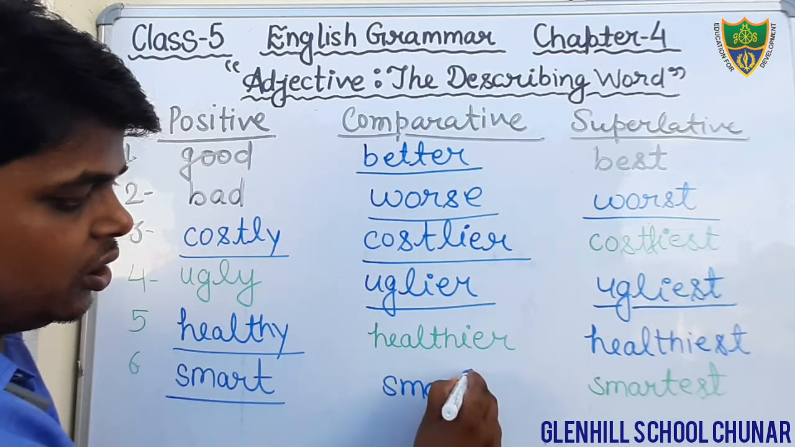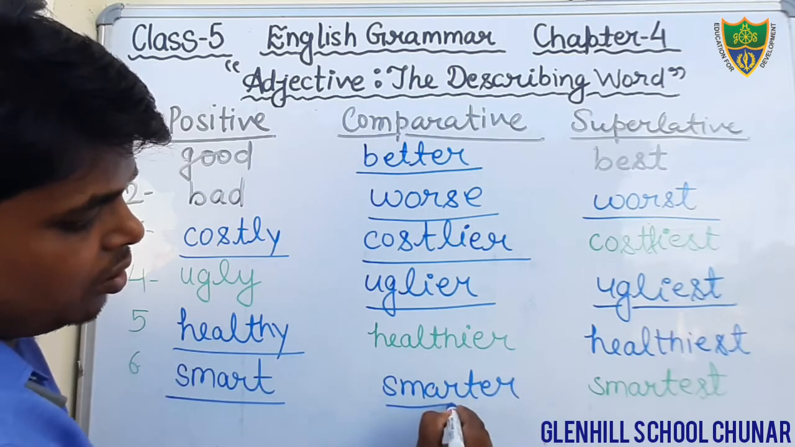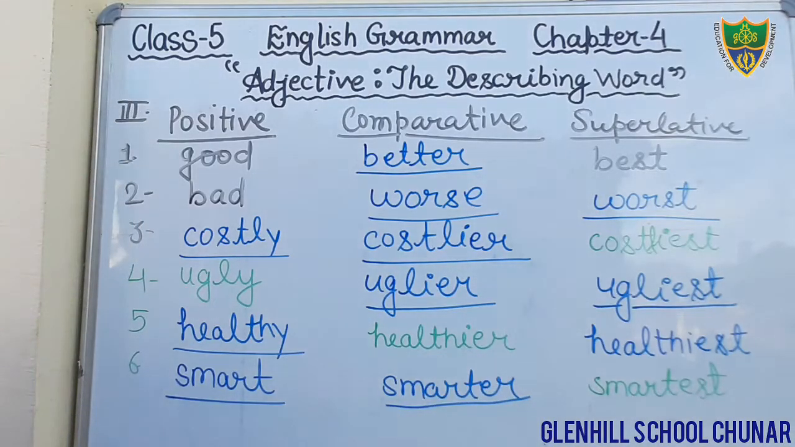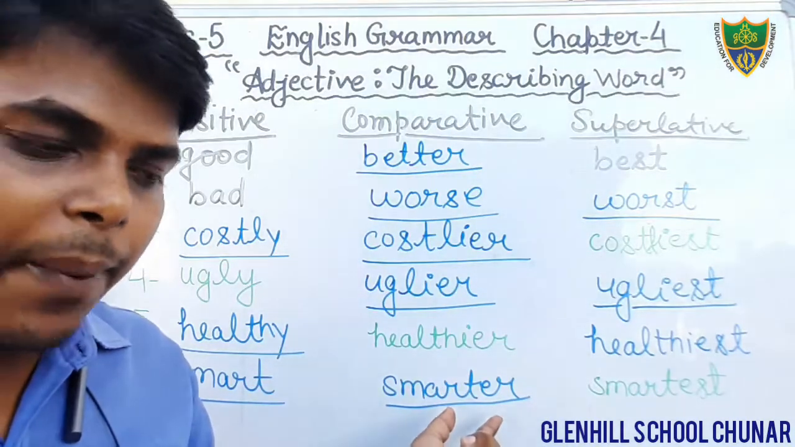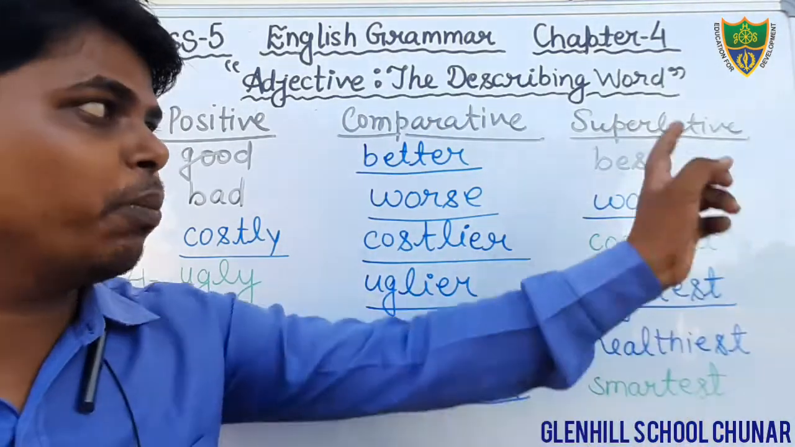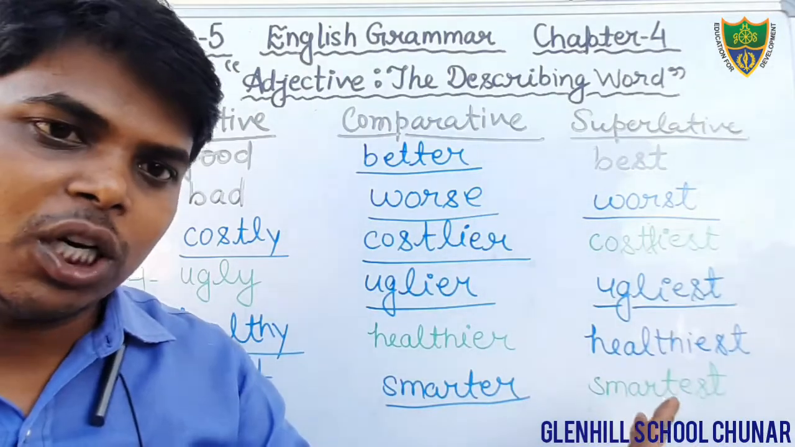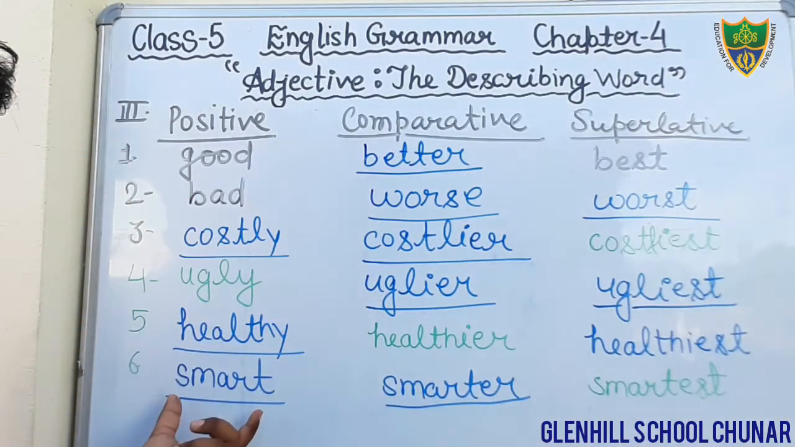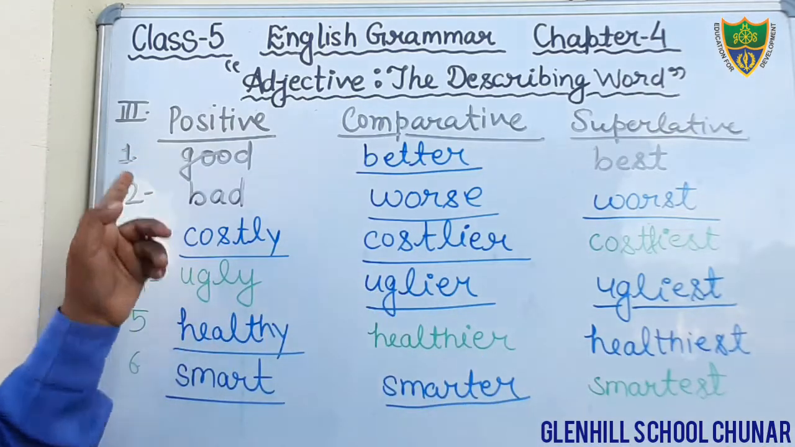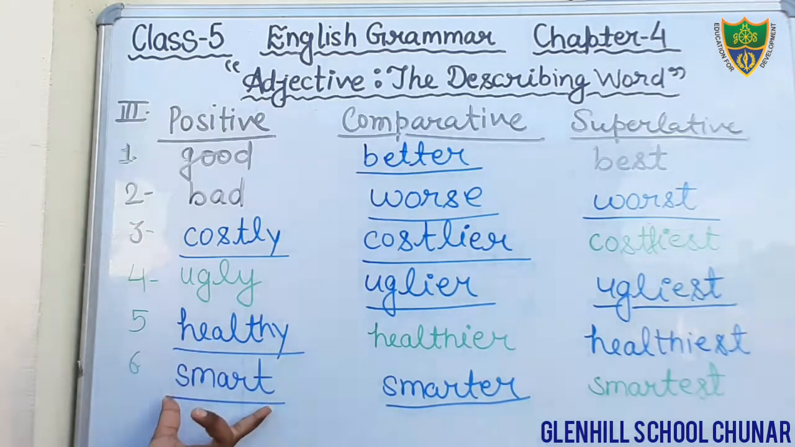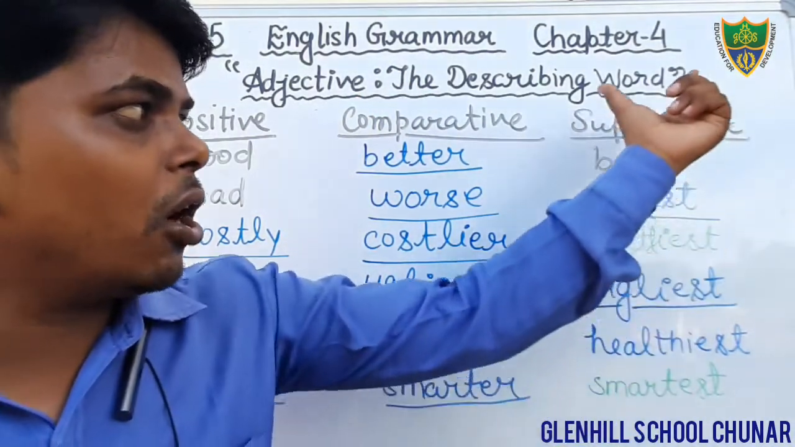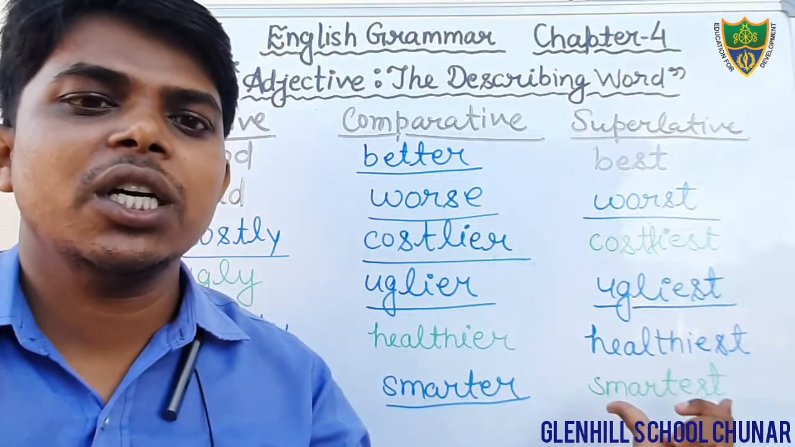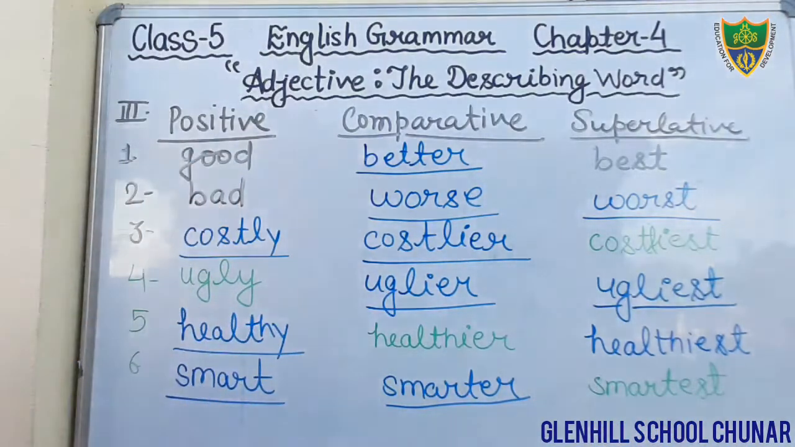Smarter is the comparative form. Okay, comparative degree. Smart is the positive degree, smarter is the comparative degree, smartest is the superlative degree that is already given in your book. Okay, so you will fill the word smart and smarter. In the column of positive degree, you will fill the word smart. In the column of comparative degree, you will fill the word smarter. In the column of superlative degree, already given, that is smartest. Okay, students? Come to the next question.